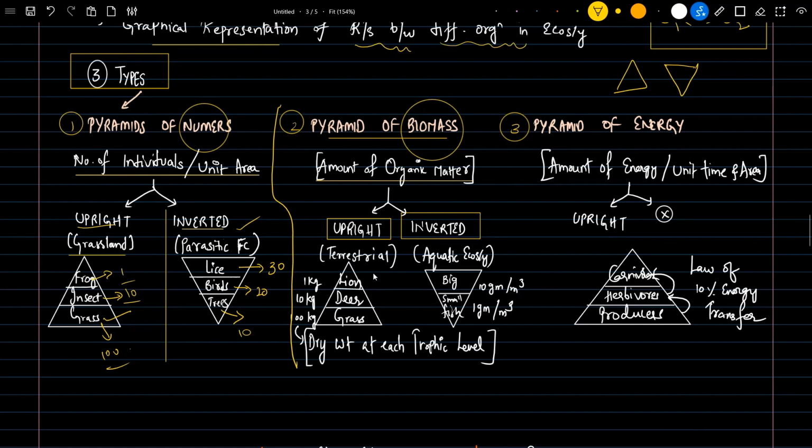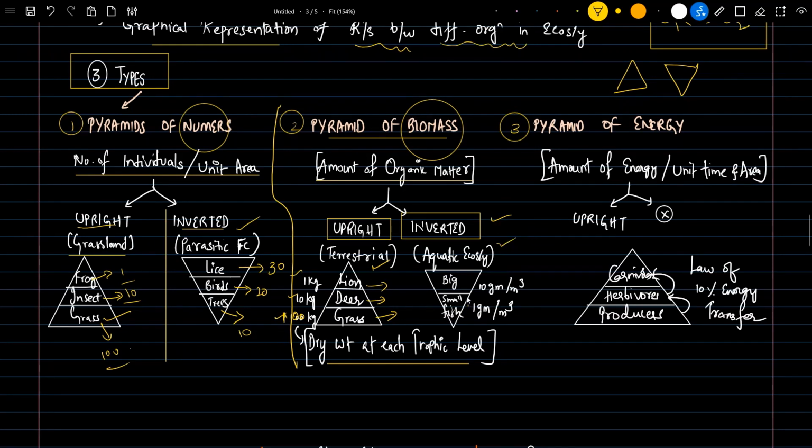So upright, let's say the example of a terrestrial ecosystem. Let's say there is grass, there is deer, there is a lion. Let's say the dry weight of grass is 100 kgs. These numbers indicate the total dry weight at each trophic level. So grass is 100 kgs, deer biomass dry weight will be 10 kgs, and the lion which feeds on this may be weighing around 1 kg. So this is upright.